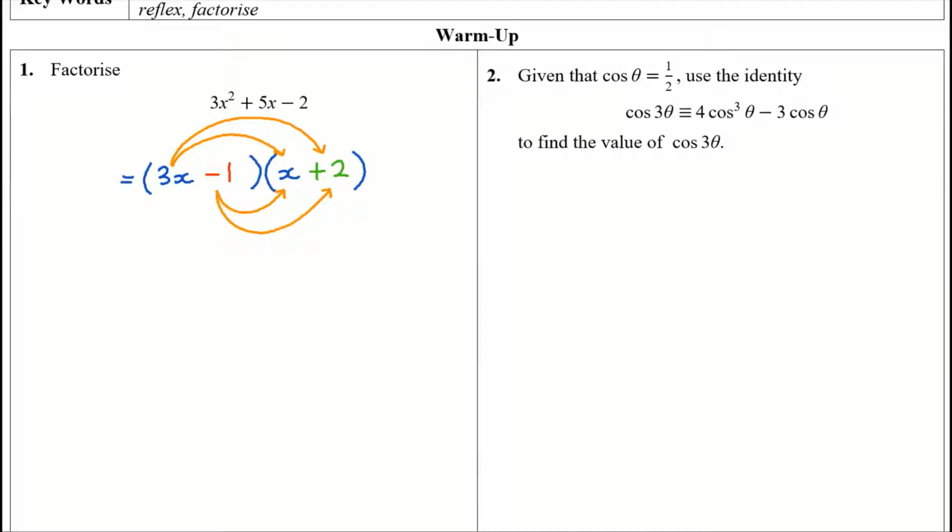And what we're told now is to use an identity. Now, this identity is legitimate. Yes, it's not made up. This is something we can prove later. But cos 3 theta can be represented as 4 cos cubed theta subtract 3 cos theta. So I'll be showing you how to do that later. And what we need to do now is use this to find the value of cos 3 theta.